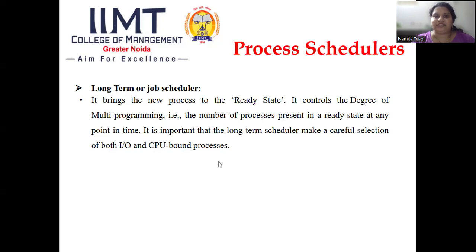It is important that the long-term scheduler make a careful selection of both input and output bound processes as well as CPU bound processes.